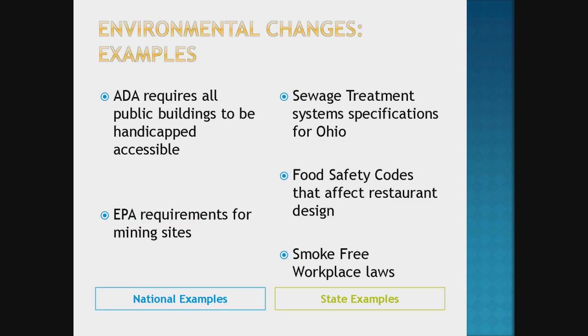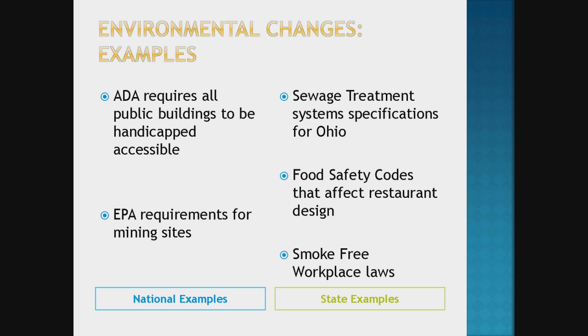So let's get into some concrete examples of these to give you more context. There are many examples of environmental changes, as you can see on the slide. All levels of government can make environmental changes, often by setting policies or regulations which then mandate environmental changes. So as you can see on the bottom, we have some national examples, and then to the right, we have some state examples.